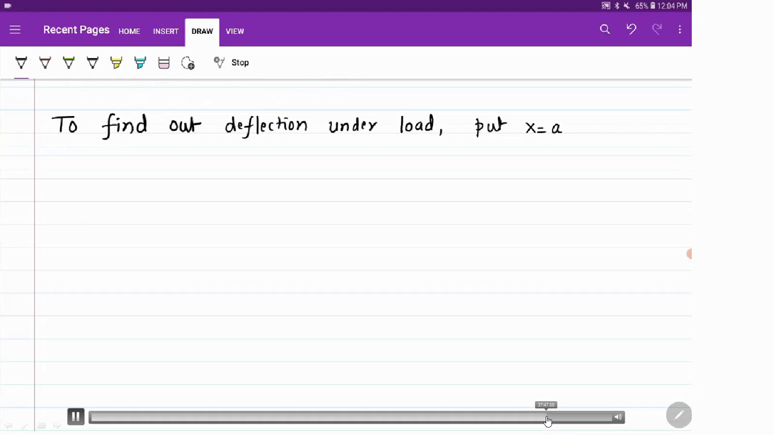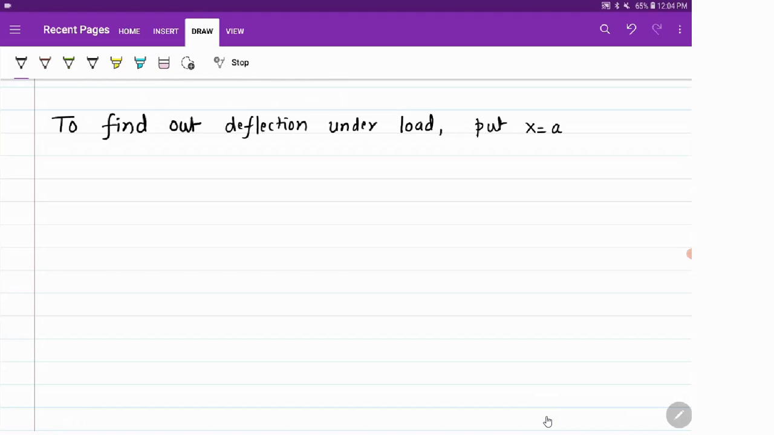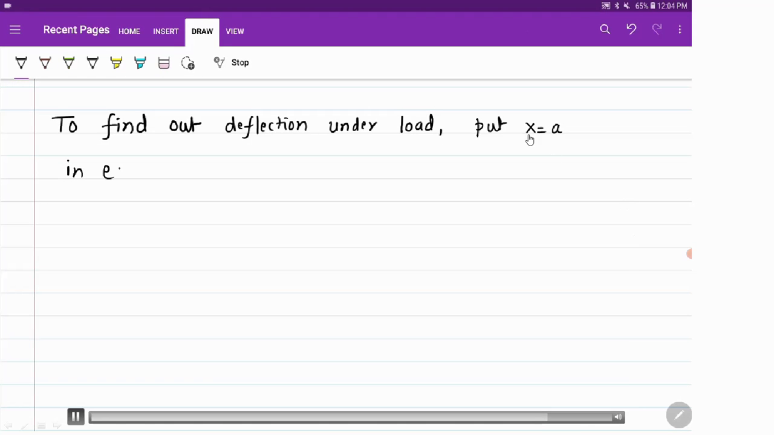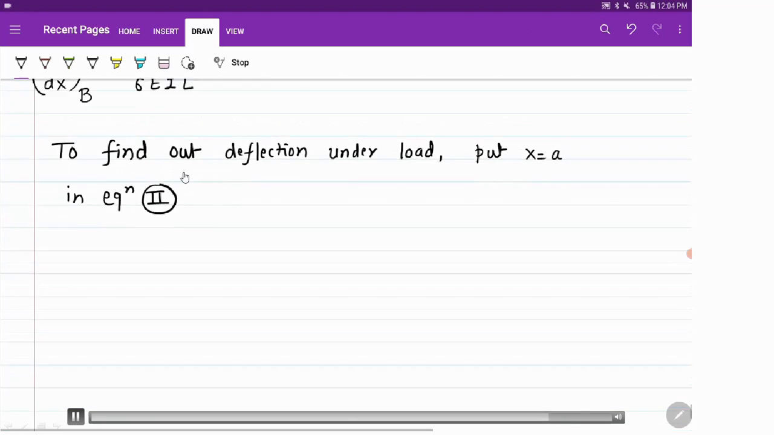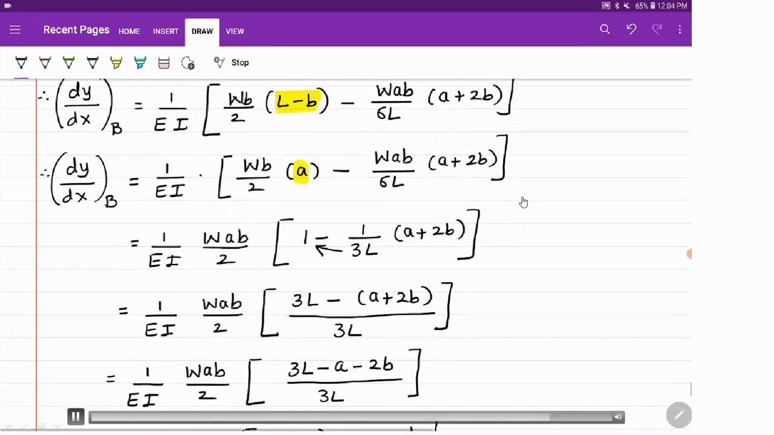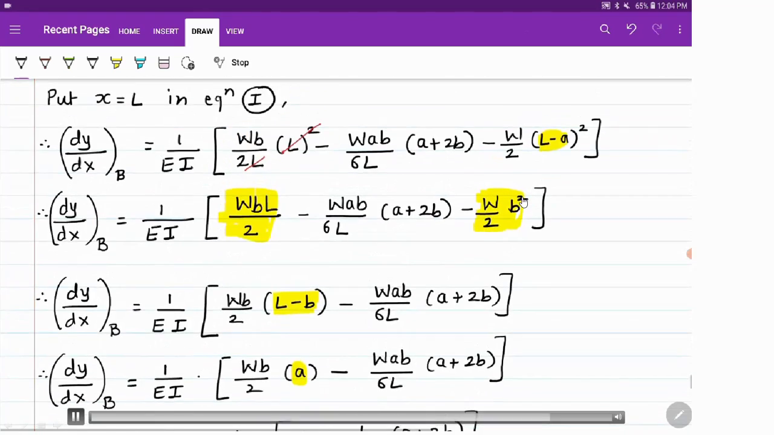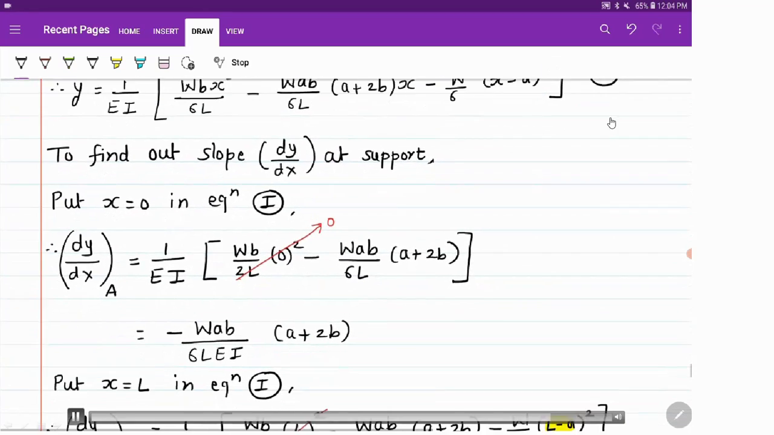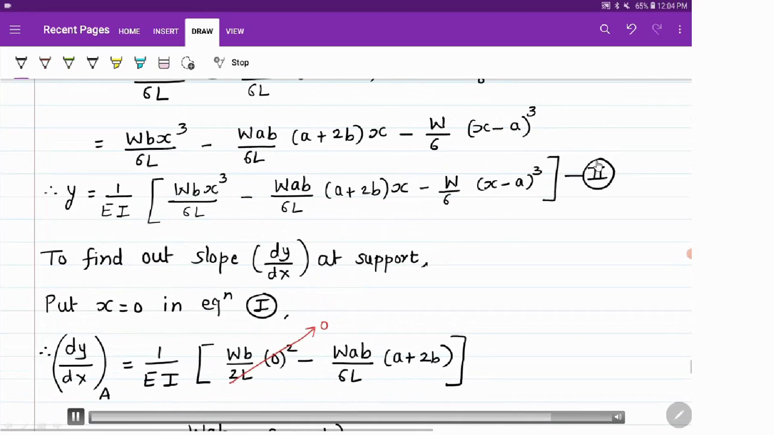Now further we have to find out the value of deflection under the load. So put x is equal to A, because the load is acting at a distance of x is equal to A. We have to substitute this in the equation of deflection, that is equation 2. The deflection equation which we have already derived is written over here. So let us see that equation. So here, that is the second equation. In this equation, we have to substitute x is equal to A. Wherever x is there, we substitute the value of x is equal to A, and then we'll get the value of y at that particular point.